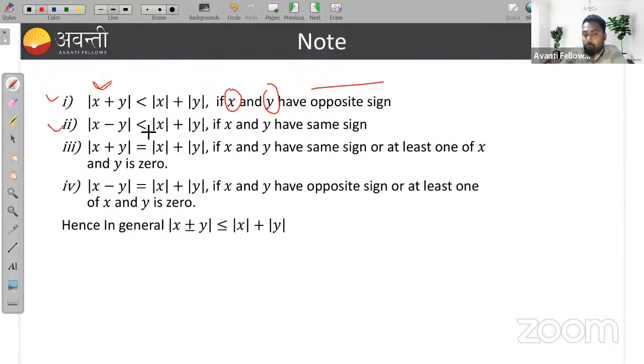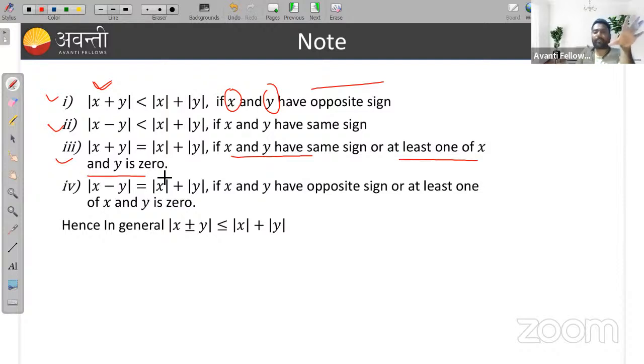Second one, mod of x minus y is less than mod x plus mod y if x and y have the same sign. If they have the same sign, then mod of x minus y is less than mod of x plus mod of y. Simple, right? This also holds: mod of x plus y is equal to mod of x plus mod of y if x and y have the same sign or at least one of x and y is 0.